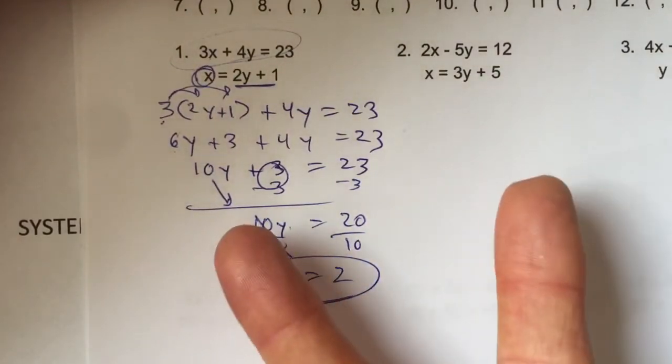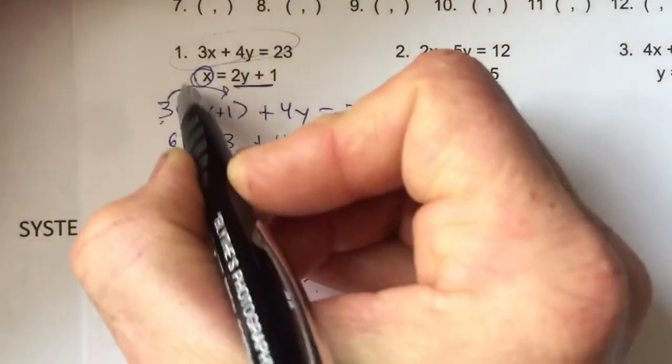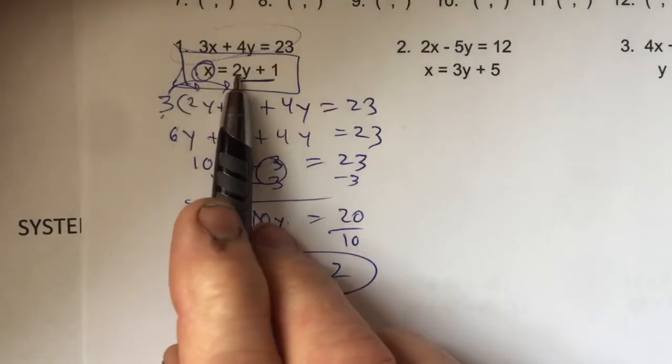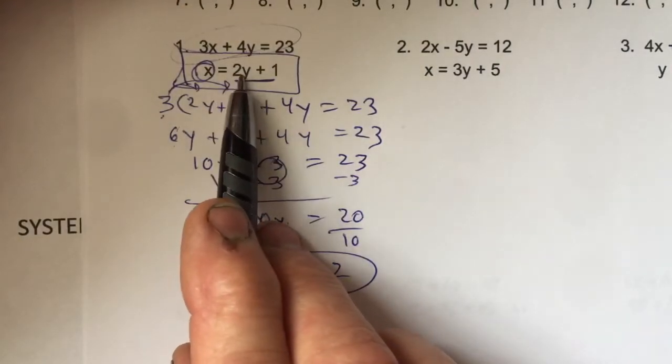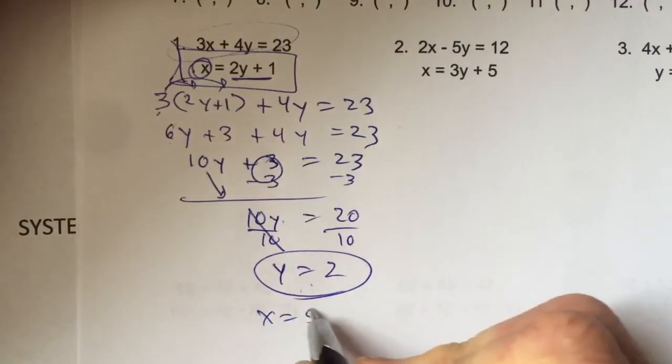But I have 2 variables. I've got x and y. So if I take this 2 and put it in right here for y, 2 times 2 would be 4, and 4 plus 1 would be 5. That means x would be 5.